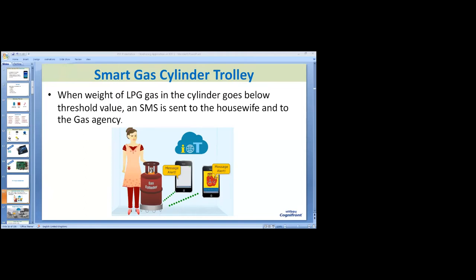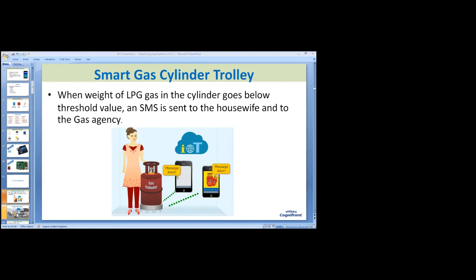So it's very simple. Developing an IoT project for such a simple application is quite straightforward. And here we get the connectivity of the internet via the GSM board. The housewife has to simply put this cylinder on a smart trolley and forget. The Arduino microcontroller will keep on checking the weight of this cylinder and send the SMS to the mobile phone of that woman as well as to the gas agency. So this is how we develop an IoT project. Very simple case.